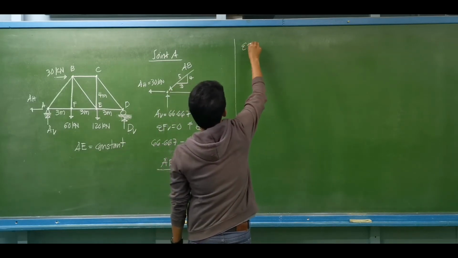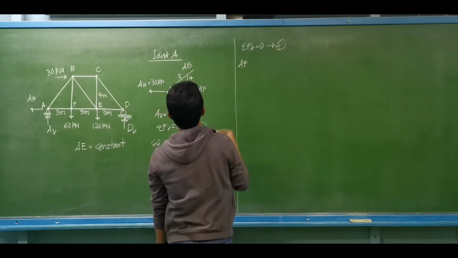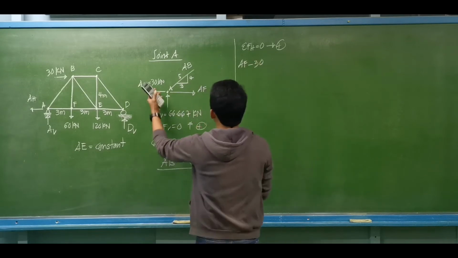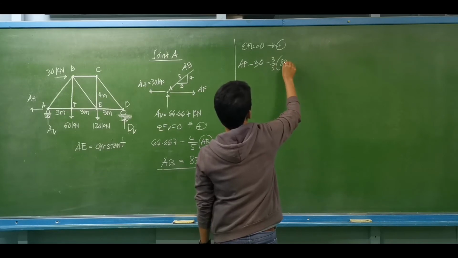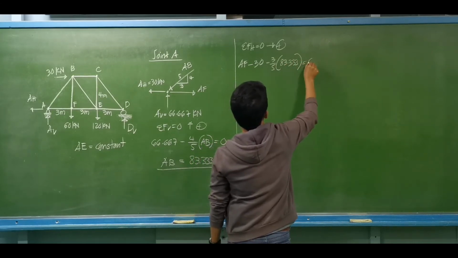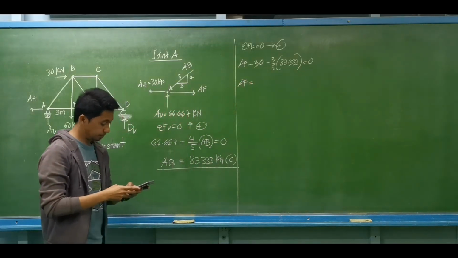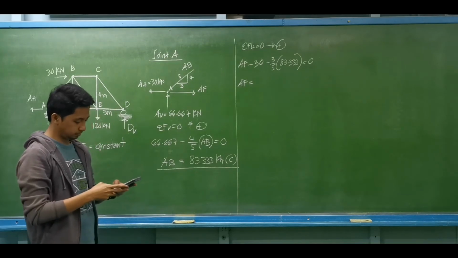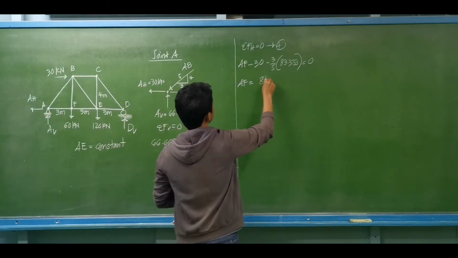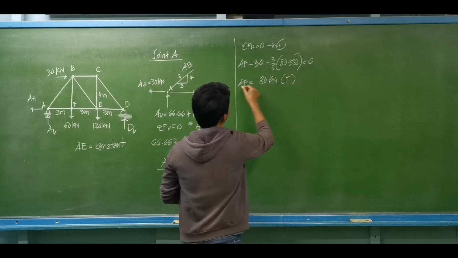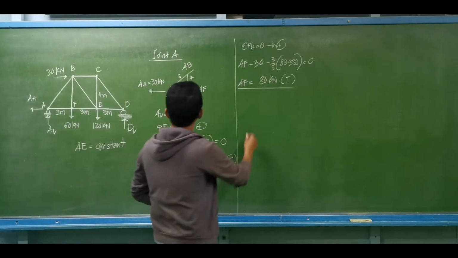Then I will do summation of forces horizontal equal to 0, to the right forces to be positive. That is for member AF, AF minus the 30 kilonewtons, minus the horizontal component, which will be 3/5 of AB, 83.333, equal to 0. So we will be having the axial force for member AF equal to 80 kilonewtons, and this is under tension. Okay, for member AF. That is for joint A. Okay, this is an easy one.